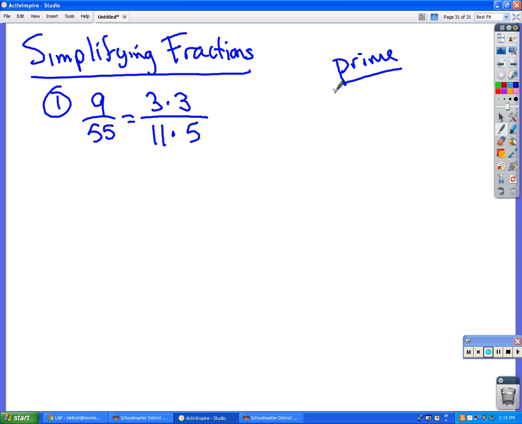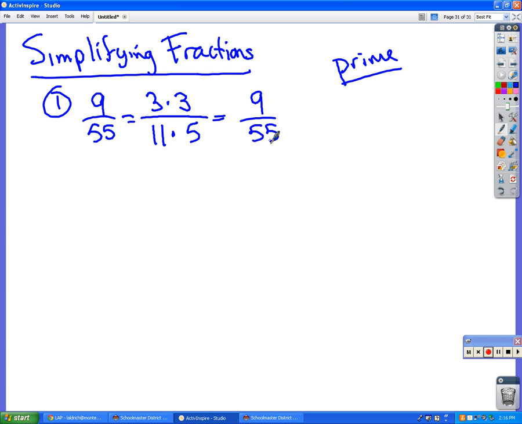Okay? So now that I have it reduced to 3 times 3 and 11 times 5, are any of the numbers on the top the same as the numbers on the bottom? No. So it turns out that these cannot be simplified. So that's kind of a silly one to start with. So 9/55 has to stay as 9/55.